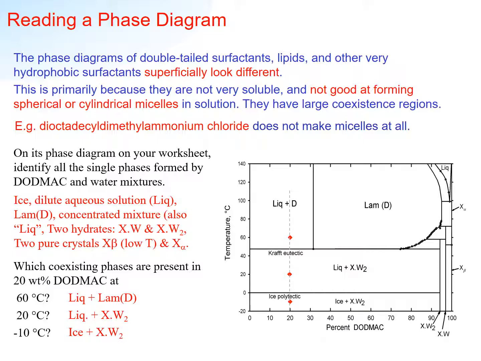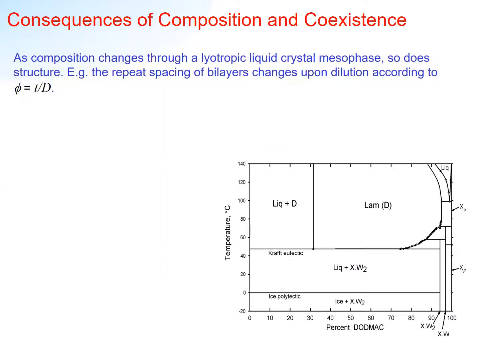At 60 degrees, the dilute solution coexists with the lamellar phase. At 20 degrees C, the dilute solution coexists with the dihydrate, and at minus 10 degrees C, pure ice coexists with the dihydrate. We could draw tie lines in, horizontal lines, to illustrate these coexistence regions, but it's not necessary and it would clutter up the phase diagram, as I said before.